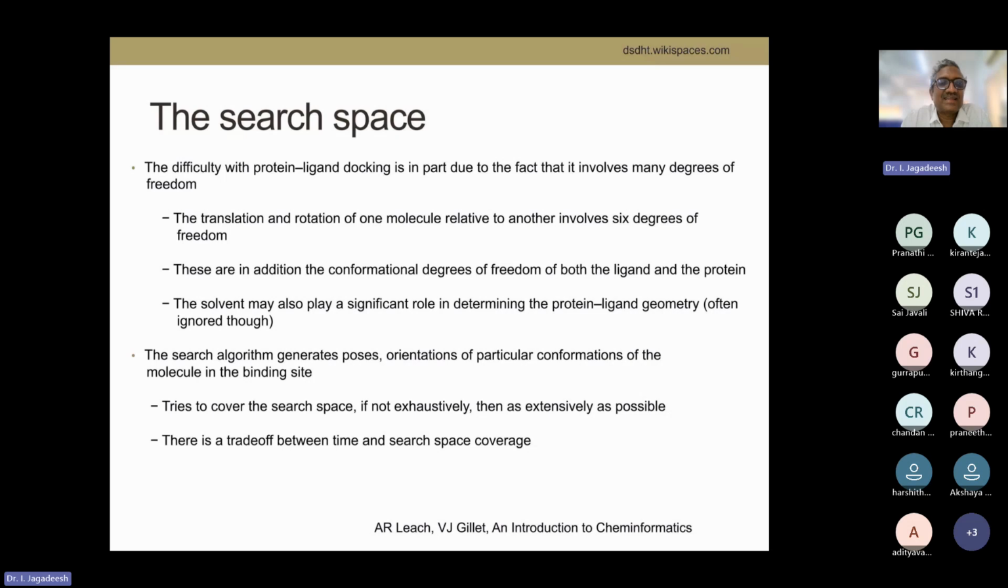In this particular journey, the search space is very high. The difficulty with protein-ligand docking is partly due to the fact that it involves many degrees of freedom in the 360 dimensions. The translation and rotation of one molecule relative to another involves 6 degrees of freedom. These are in addition to the conformational degrees of freedom of both the ligand and the protein, both of which are flexible in nature. They will have different conformations, which adds to the complexity and increases the challenges.